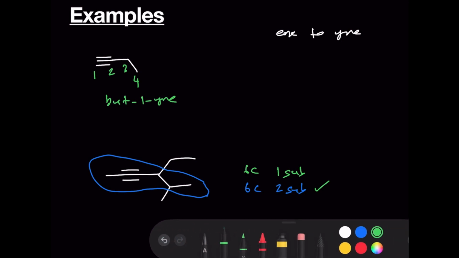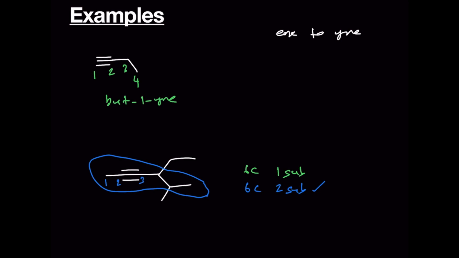So, let us do the naming: 1, 2, 3, 4, 5, 6. At 4 position we have an ethyl group, 5 position we have a methyl group. We should not do the numbering the other way around, because if we do, then the alkyne, the triple bond, will get a higher number. It will be 4-yne. That we should not do, and therefore, the correct IUPAC name for this molecule is 4-ethyl-5-methyl. We have 6 carbon atoms in the parent chain, and therefore, hex-2-yne. That is the correct IUPAC name for this molecule. Let us look at more examples.